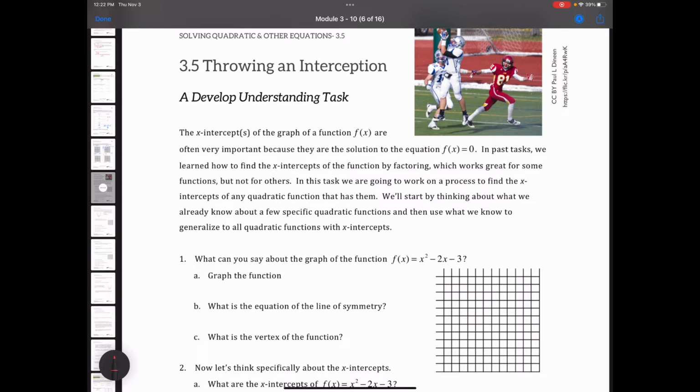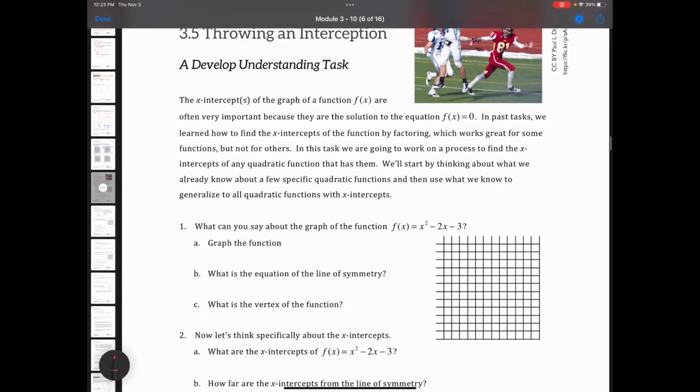In this task, we're going to work on a process to find the x-intercepts of any quadratic function that has them. And we'll start by thinking about what we already know about a few specific quadratic functions, and then use what we know to generalize to all quadratic functions with x-intercepts. So we will go ahead and look at that. Let's start in on number 1.